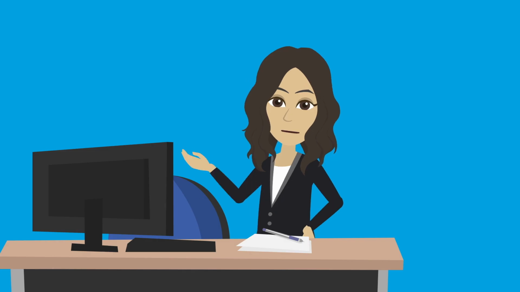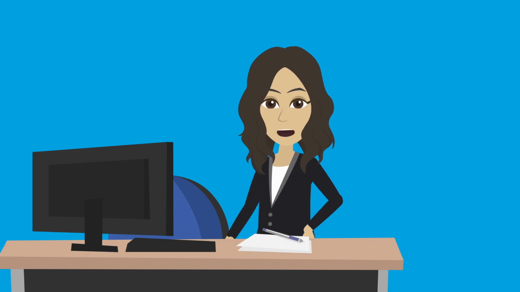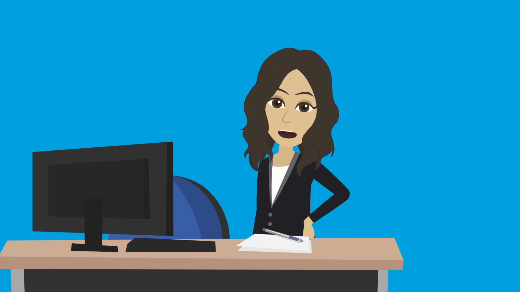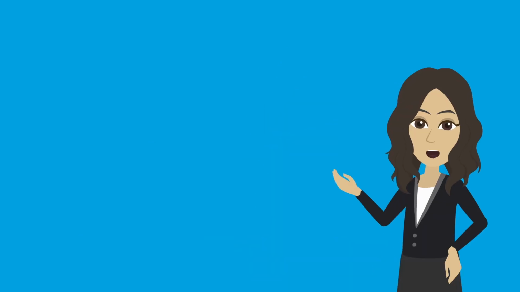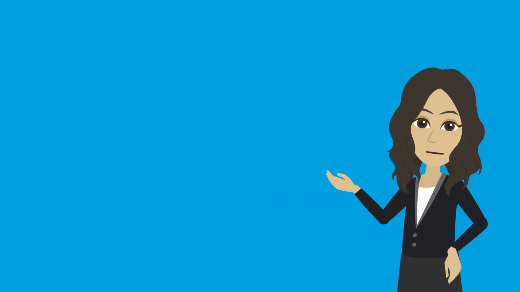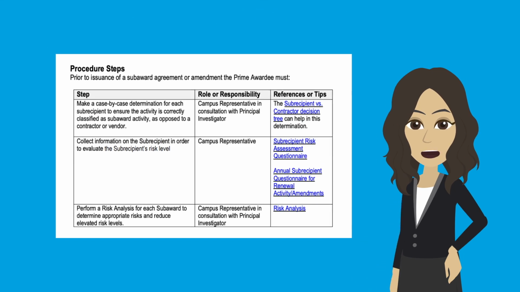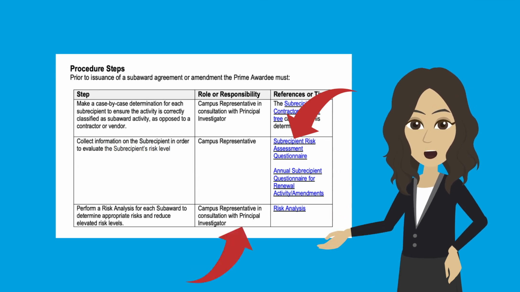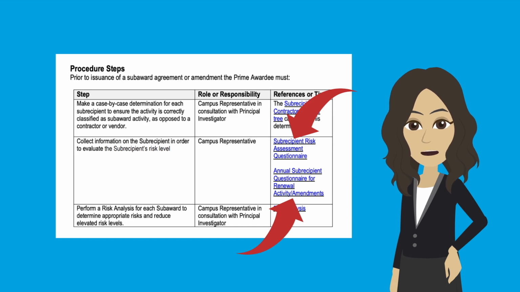Step 2. Before a subaward is issued, and every year after that, the sponsored programs administrator must evaluate the risk level of each subrecipient, consulting with the PI as needed. If a subrecipient has an elevated risk level, steps need to be taken to manage that risk. This step starts with a risk assessment questionnaire, which the campus-sponsored programs administrator will send to the subrecipient. There are 2 versions linked in the procedure, one to use the first time a subrecipient is being selected, and a different version of the questionnaire to use annually and as needed after that.